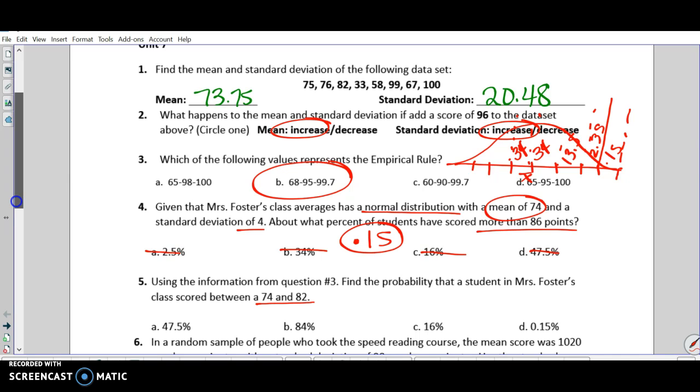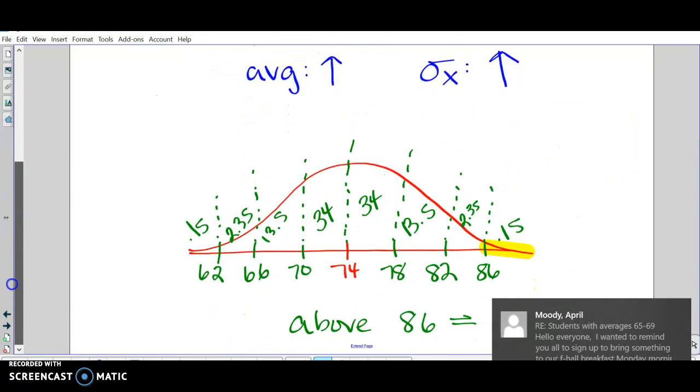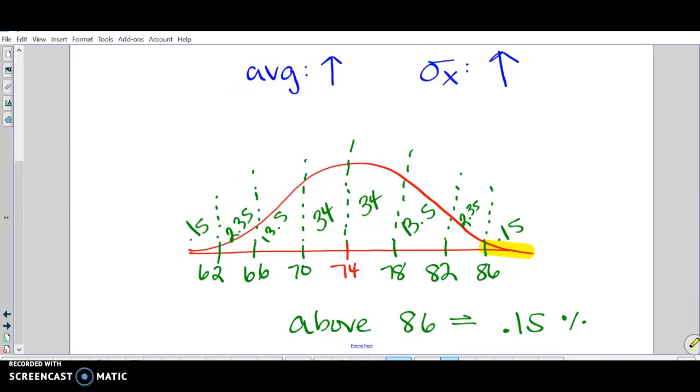But now we can use that same bell curve we used before to find number 5, which is between 74 and 82. So between 74 and 82 would be this much percent.